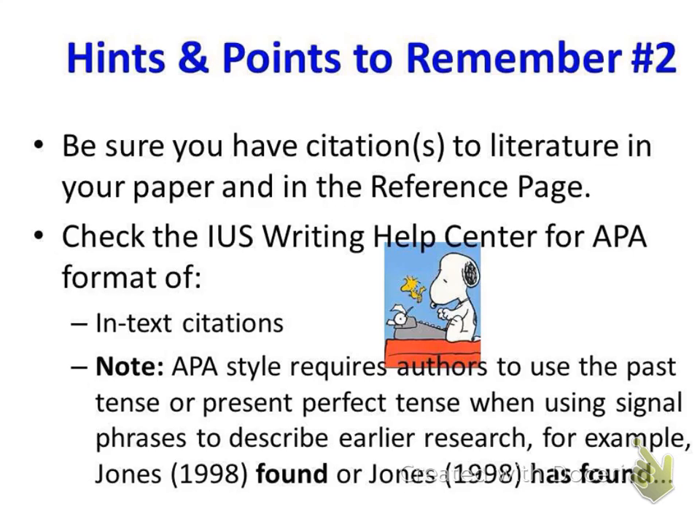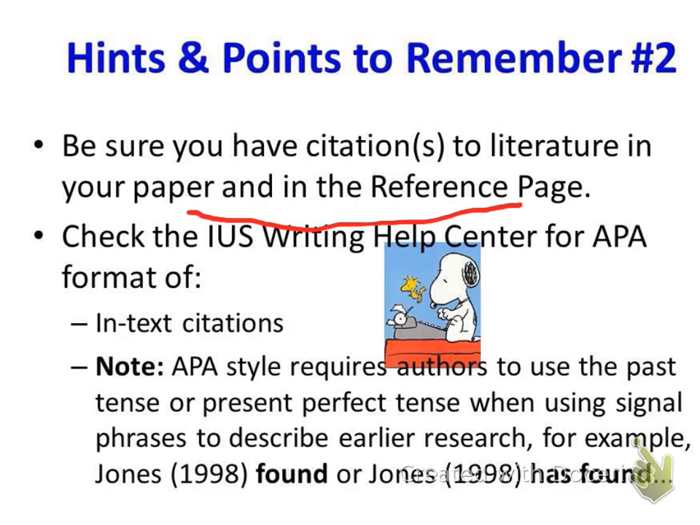Here's hints and points to remember number 2. Be sure that you have citations to your literature in your paper and in the reference page. I've drawn a red line here. That needs to be a one-to-one correspondence. Any source that's cited in the text of your paper needs to appear in the reference page. Any inclusion in the reference page must appear in the text of your paper. It's a reference page, not a bibliography. So only those that you've cited in the text appear in the reference page. They all appear there, but no extra ones.